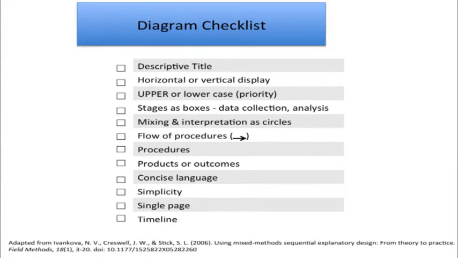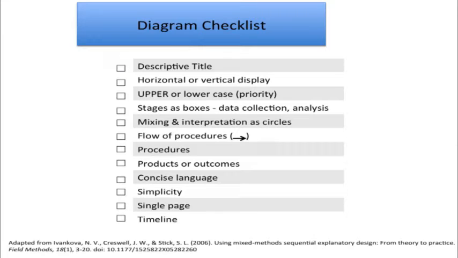Now what has happened in recent years is there are good checklists out there on what to put into a diagram. This is one from the journal Field Methods that Ivankova, Stick, and myself developed a few years ago. It has some of the key features that you would see in a good mixed methods diagram. First of all, there needs to be a good descriptive title. The diagram could be drawn either vertically or horizontally. The use of uppercase or lowercase letters indicates priority.